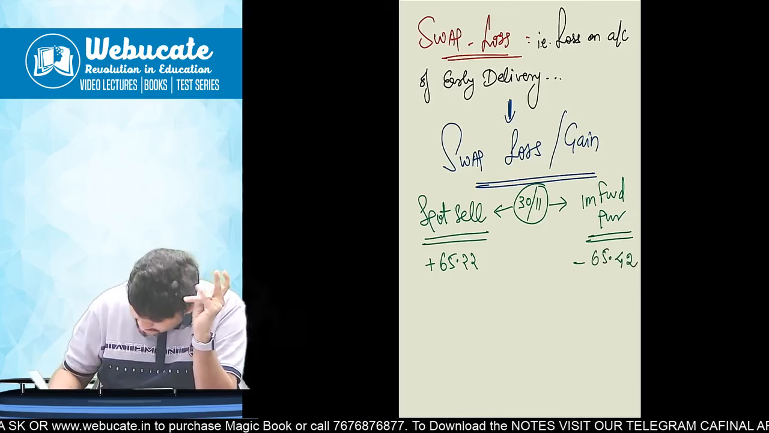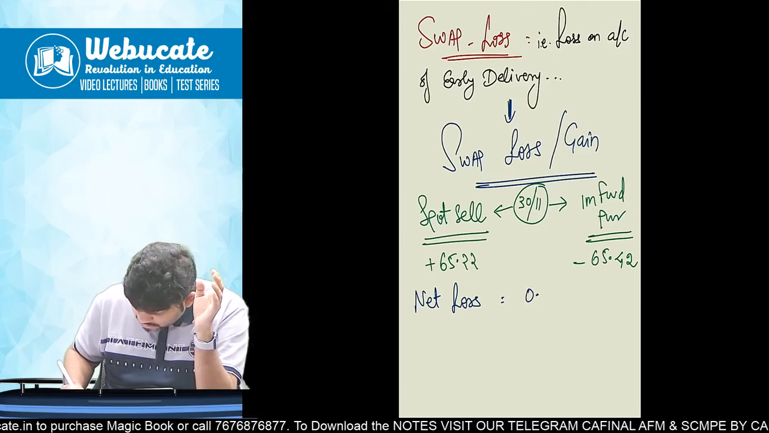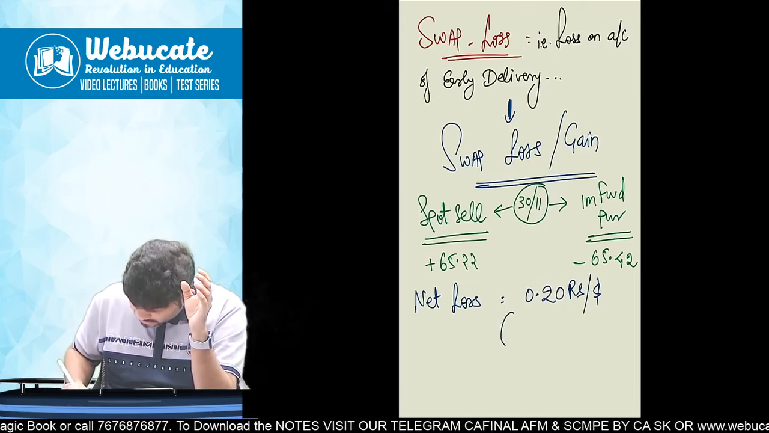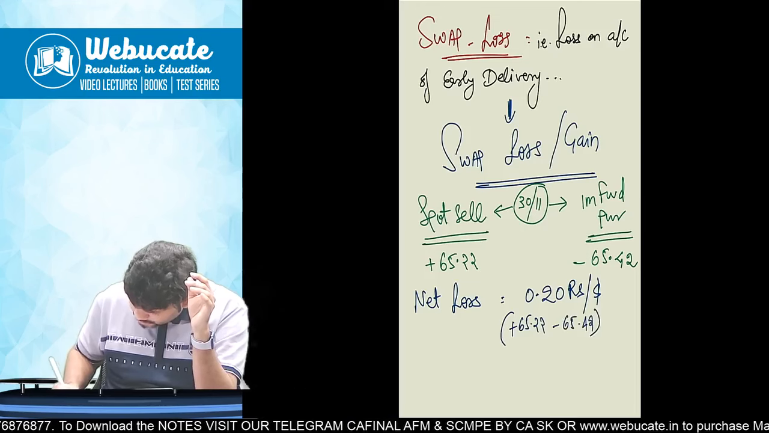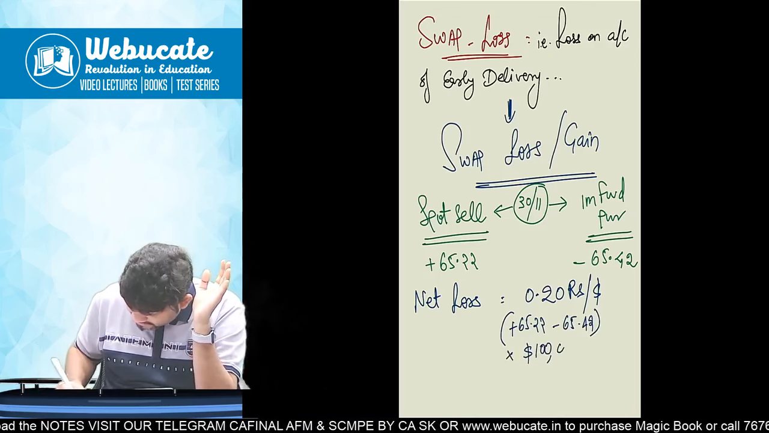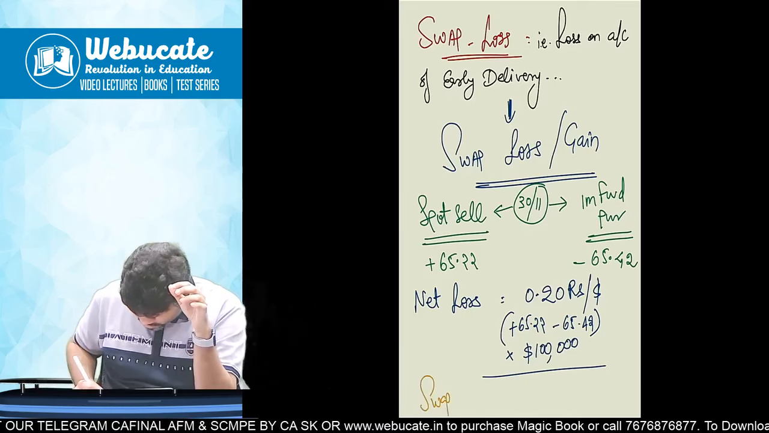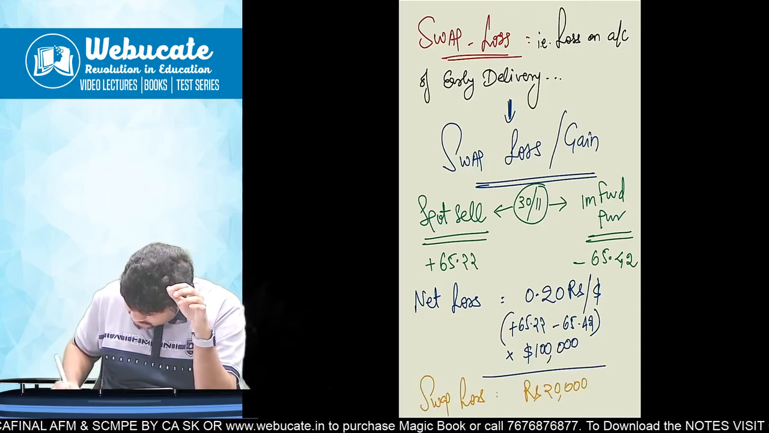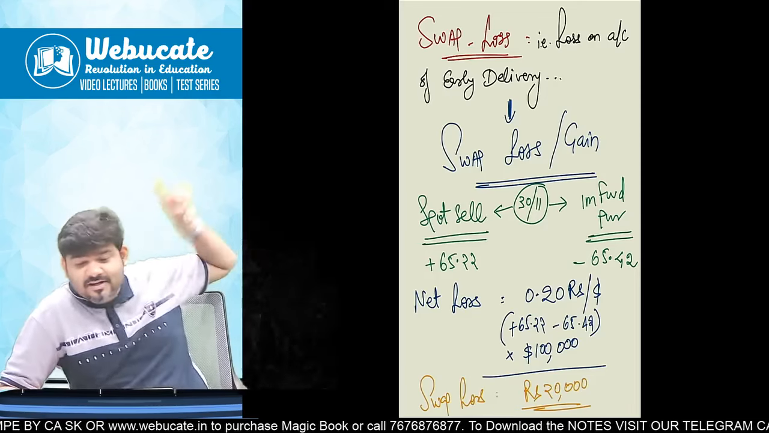So, net loss is equal to 0.2 rupees per dollar. How? Plus 65.22 minus 65.42. Got it? Multiply by $1 lakh. Finally, I will get a swap loss of ₹20,000. Gotcha, everybody. We will recover this from the customer.